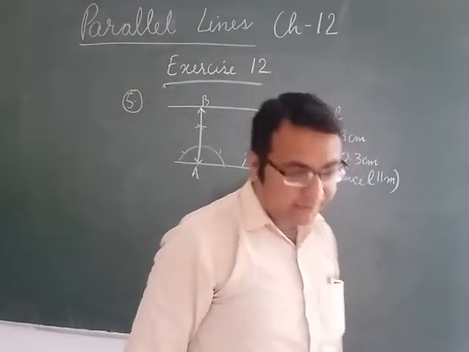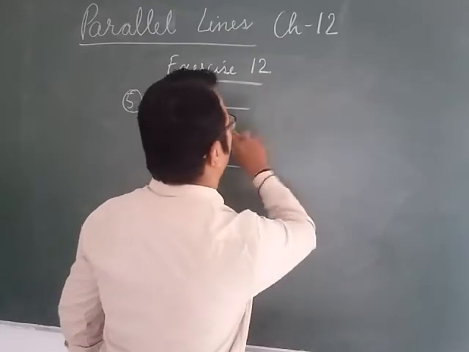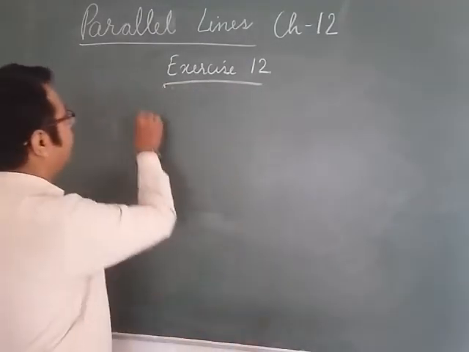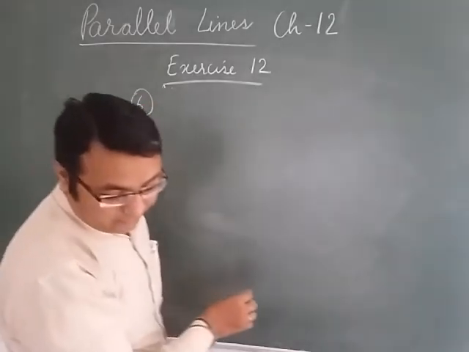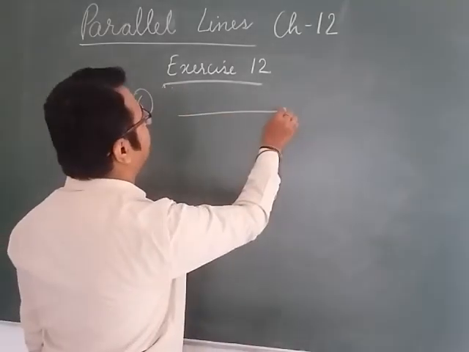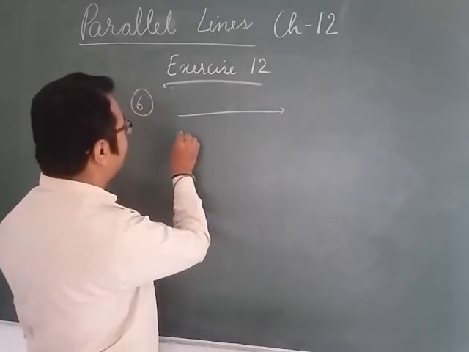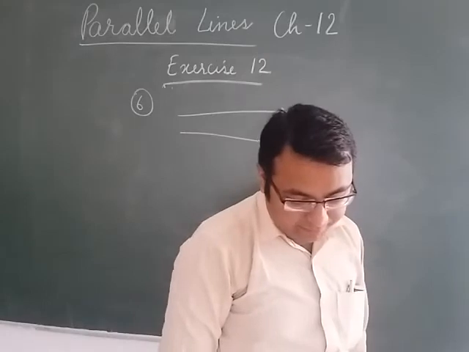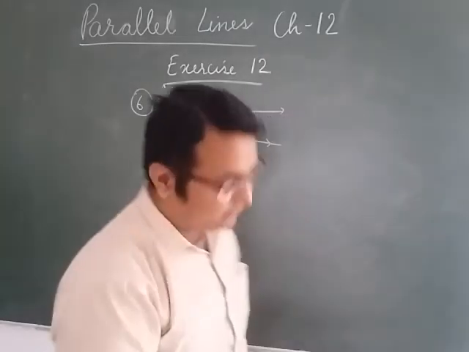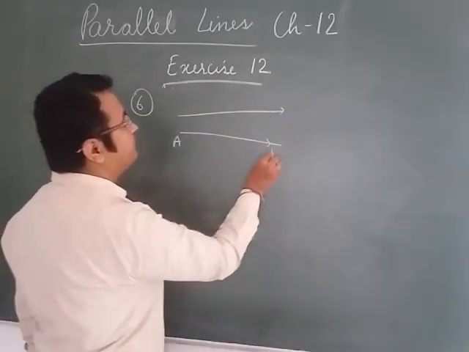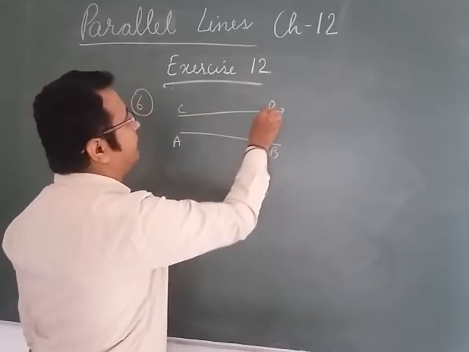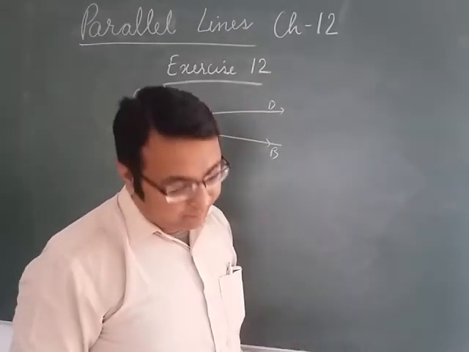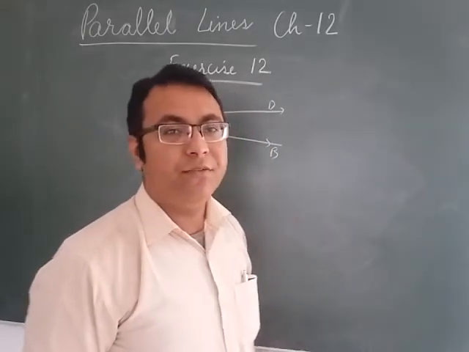Now let's see question number 6. In question number 6, two lines are given. Like this, one line is somewhat like this and other line is somewhat like this. So it is asked that do the segments AB and CD intersect? So this is segment AB, this is segment CD. We need to find whether these two segments intersect. Are they parallel? Give reasons for your answer.